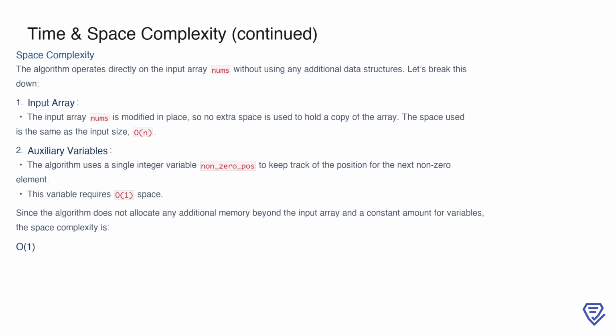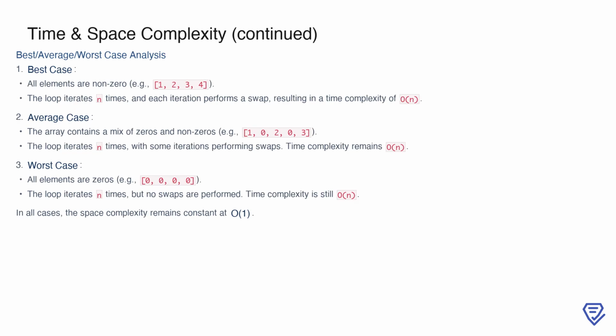space efficient. Let's break down the algorithm's complexity further by considering the best case, average case, and worst case scenarios. In the best case, where all elements in the array are non-zero, such as 1, 2, 3, 4, the loop iterates n times, and each iteration performs a swap. This results in a time complexity of O(n). In the average case, where the array contains a mix of zeros and non-zeros, like 1, 0, 2, 0, 3, the loop still iterates n times, with some iterations performing swaps. The time complexity remains O(n).